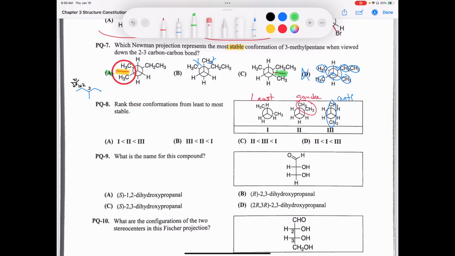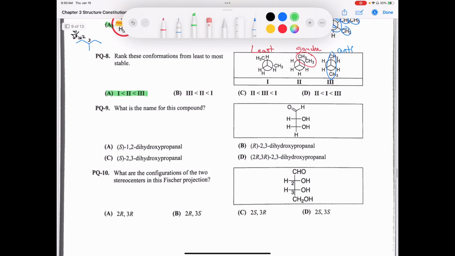And so the answer is going to be A, 1, 2, then 3 being the most stable, going from least to most. All right, number 9. What's the name of this compound? Well, you see we have a Fischer projection here. We've got an aldehyde, and you can see that each one of these names ends in al.